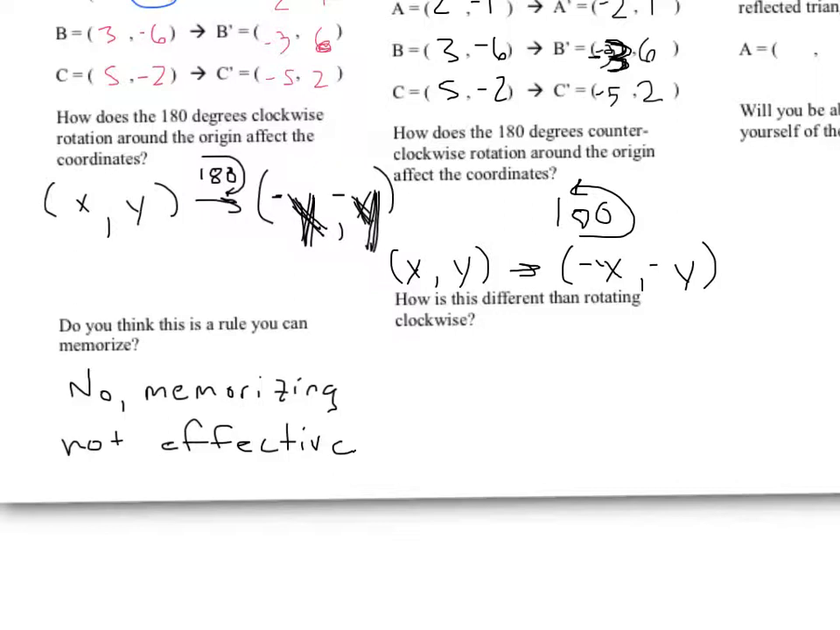and that makes sense because it doesn't matter whether I turn around this way or I turn around this way, I'm still facing the same direction, the exact same thing. If I turn 180 degrees to my right or I turn 180 degrees to my left, I'm still facing the exact same way. And that makes sense, that these rules are not different. How is this rule different? It's not.